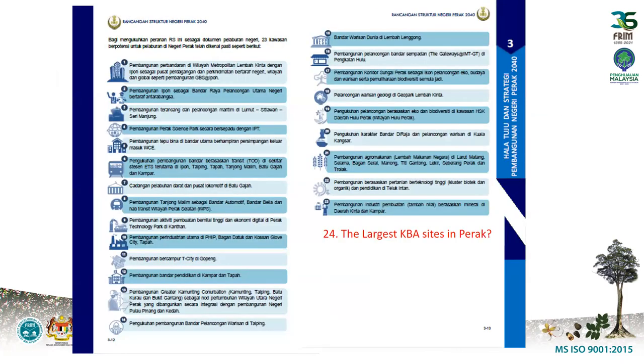Jadi di bawah rancangan struktur negeri pun telah kenal pasti apakah kawasan-kawasan yang berpotensi untuk pelaburan. Jadi bila kita jalankan projek ni, kita nak ianya mendapat keuntungan dan memberi hasil kepada negeri Perak. Dan salah satu perkara yang kita nampak bagaimana KBA ini boleh menyumbang dan diiktiraf, dimasukkan di dalam rancangan struktur negeri, perkara nombor 24, the largest KBA site is in Perak. So mungkin kita boleh establish perkara ni. Dan ini boleh menjadi satu perkara yang dibanggakan bagi negeri Perak dan negara.